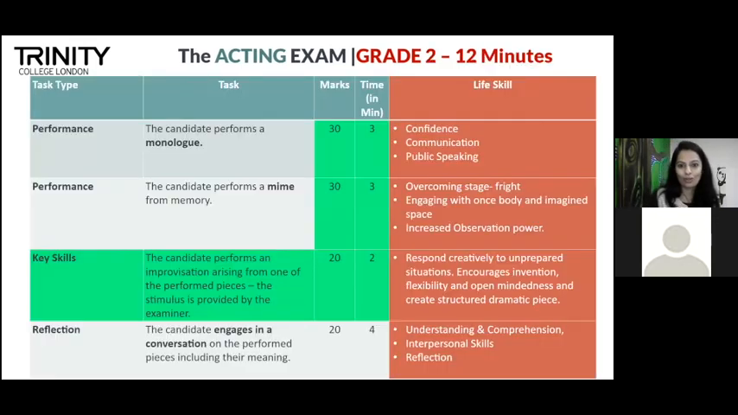Let's go to grade 2 level. At this level, along with the monologue and the mime, we have an improvisation coming. Now, the improvisation is given to the candidate by the examiner, but the improvisation is about any of the tasks already performed. For example, the improvisation can be about the monologue that is being performed or the mime.